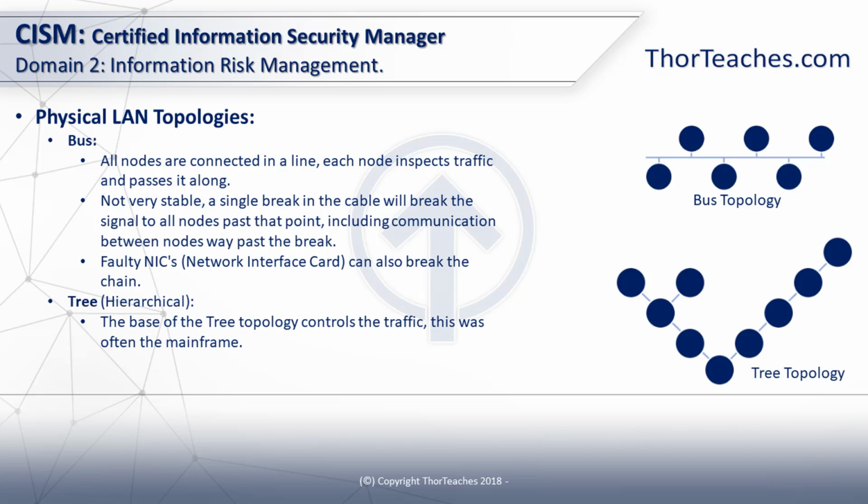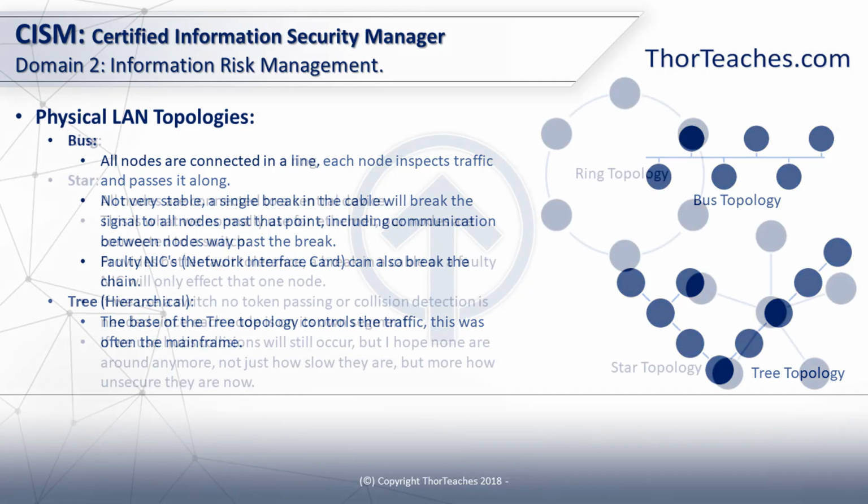This is a legacy connection. We do not use bus topologies anymore. In the tree topology, the base of the tree controls the traffic, the mainframe is the roots of the tree, and everything else is attached to that. But just like the bus topology, if a single node fails, everything beyond that point can't connect to everything on the other side. Also legacy, also not used.